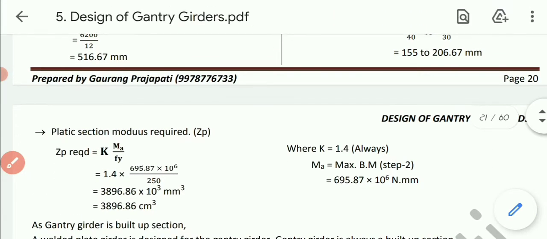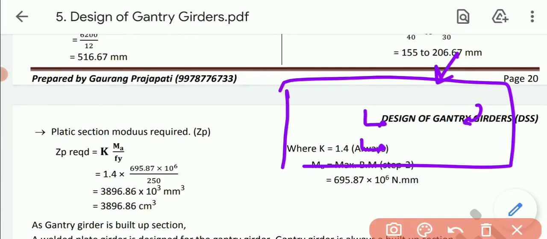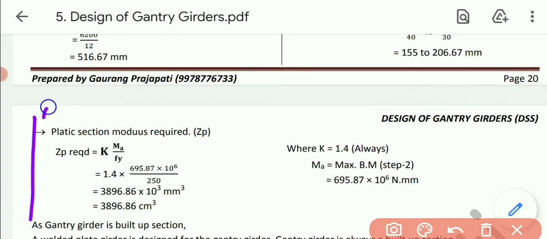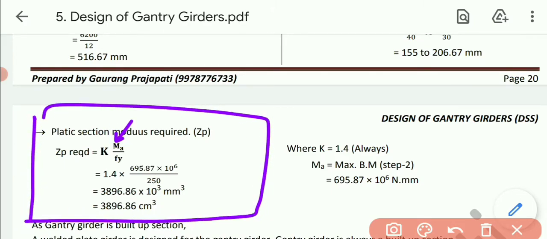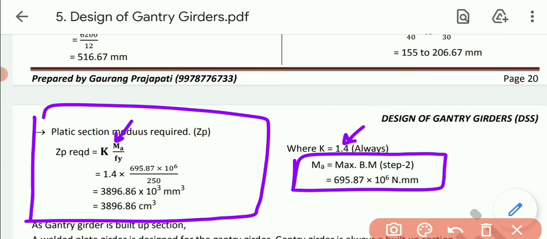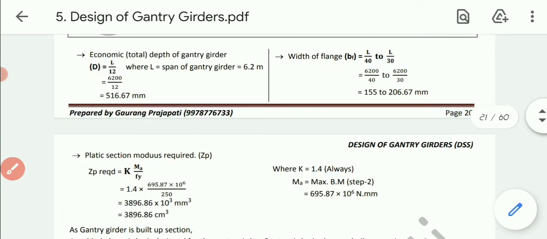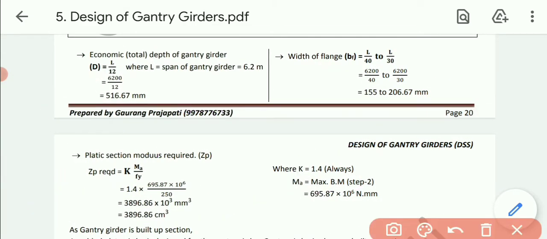Then the plastic section modulus requirement ZP. ZP's formula is K into MA by Fy. K is always taken as 1.4, MA is the maximum bending moment, which we have already calculated, 695.87 into 10 raised to 6, and Fy is 250. By simplifying, we will get the answer 3896.86 into 10 raised to 3 mm cube. Let's convert it into centimeter cube, so 3896.86 centimeter cube. So this is our data requirement to select the gantry girder.